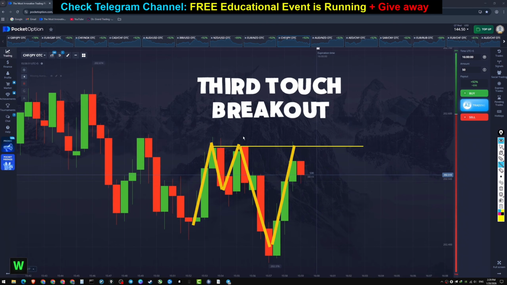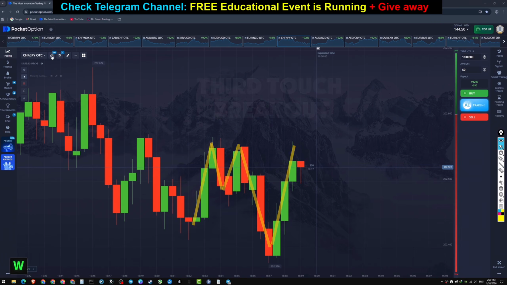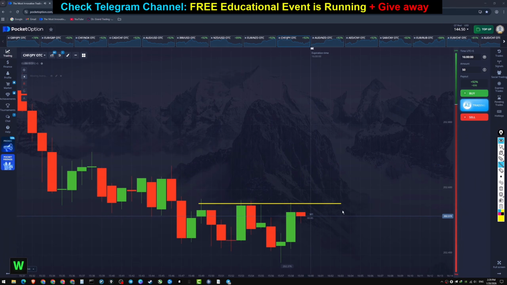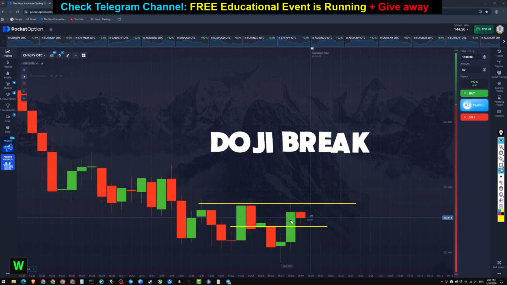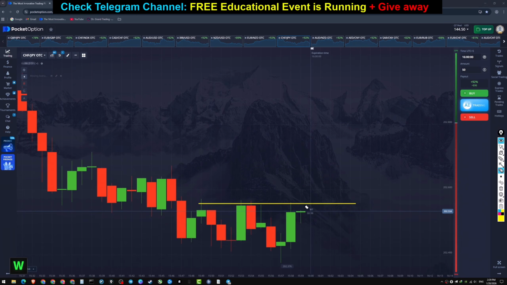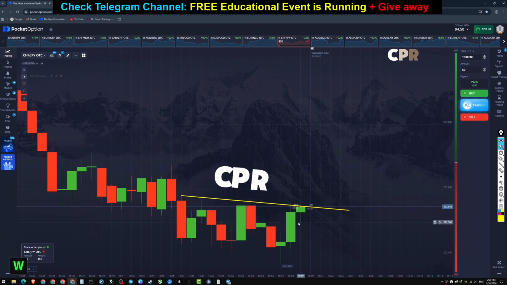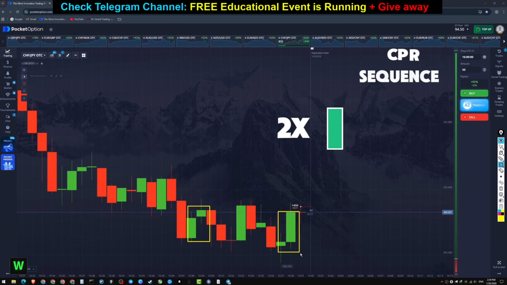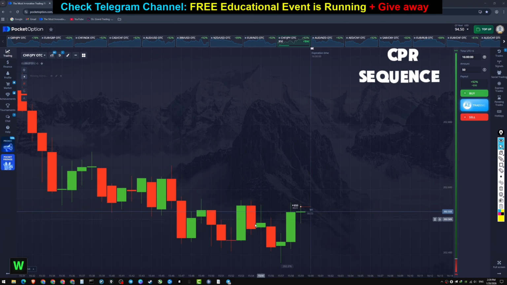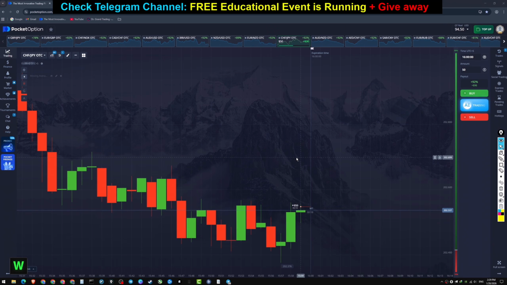This is the third touch breakout in the 30-second time frame. We have the same setup from the 30-second time frame in the 1 minute time frame. Look how beautiful it is. It's also breaking the doji, so I can expect the red one, but I'm not going to take it right away. I will take it with a margin of safety at this common point of rejection. Let's see how the result is going to be. This is a market sequence of having two green candles here. We break the doji. This is a doji break. Let's see how it will go.